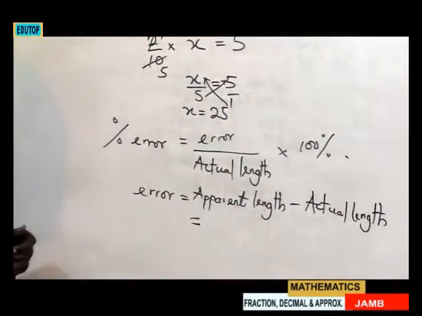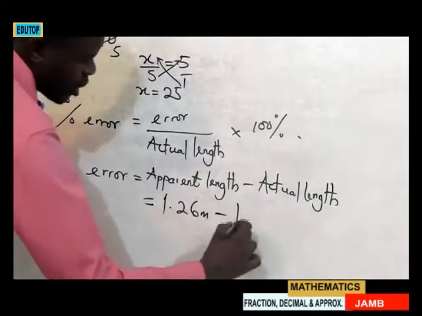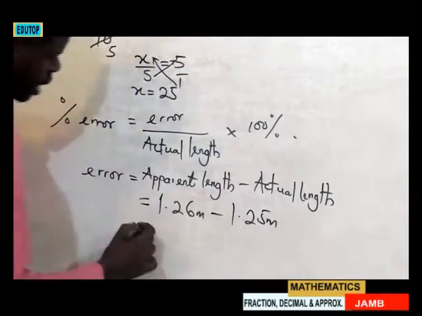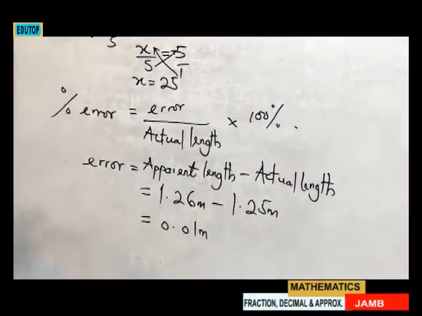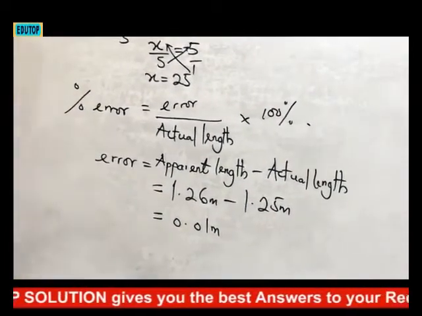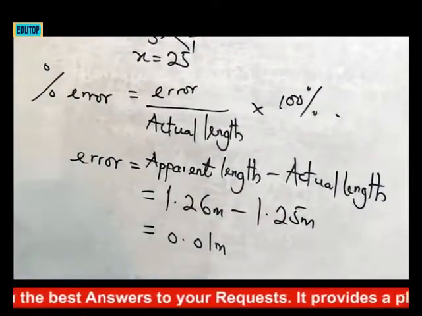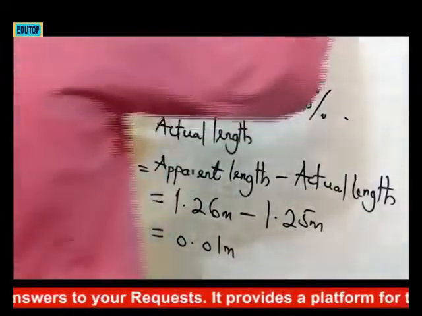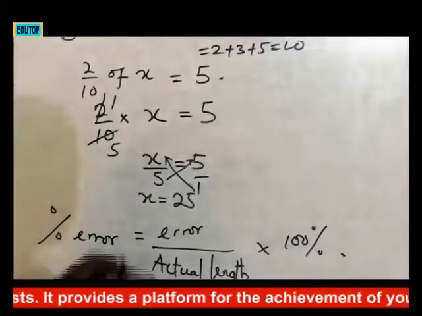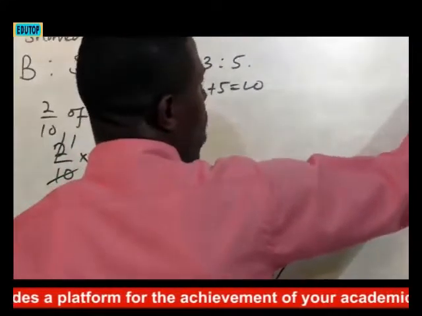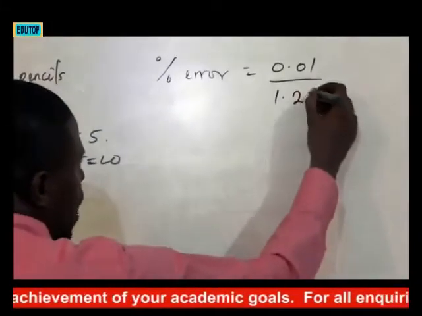So what is the apparent length here? That is the assumed length, which is 1.26 meters, minus the actual length, which is 1.25 meters, and that becomes 0.01 meters. So the error here is 0.01 meters. Now, going back to our formula for the percentage error, we have percentage error equals error. What is the error? The error is 0.01 over the actual measurement. What is the actual measurement? That is 1.25, times 100%.